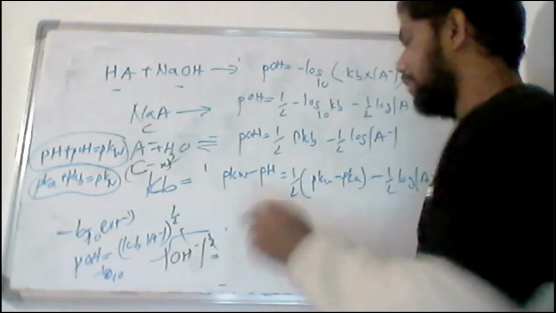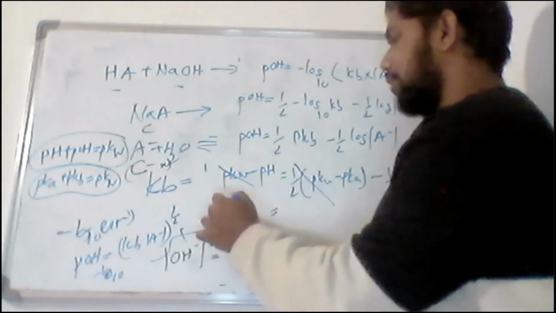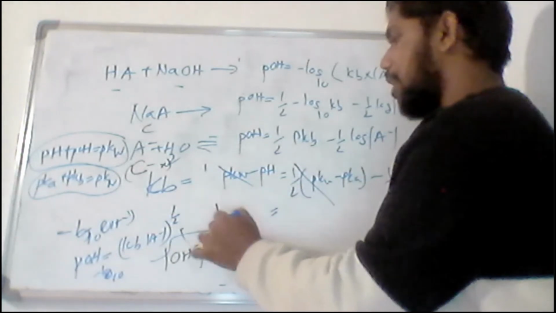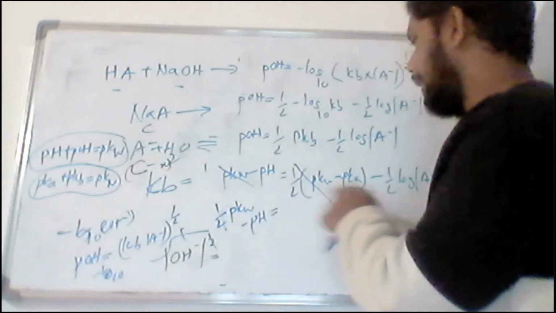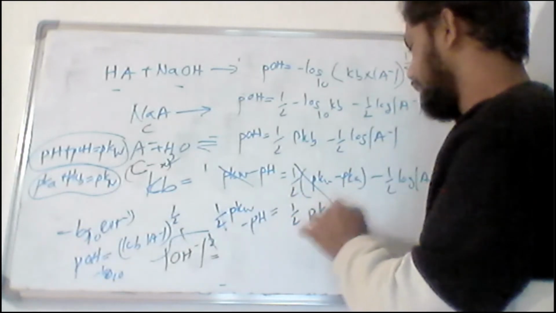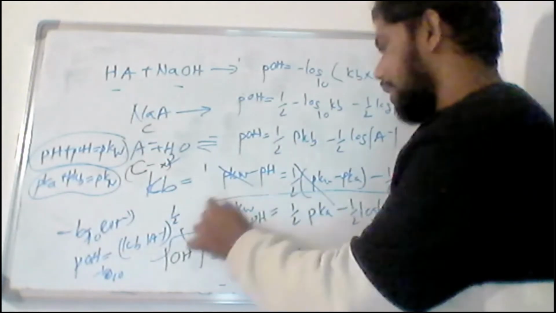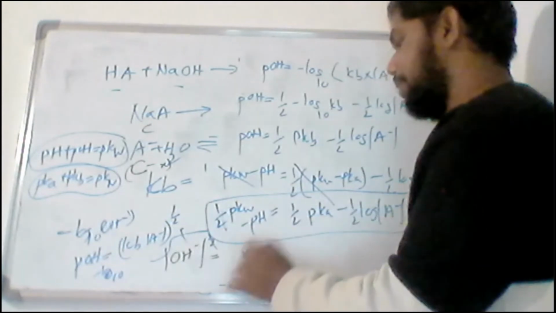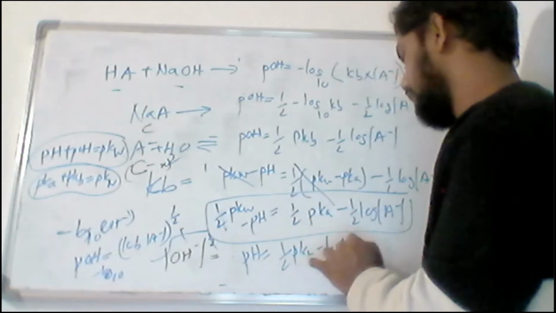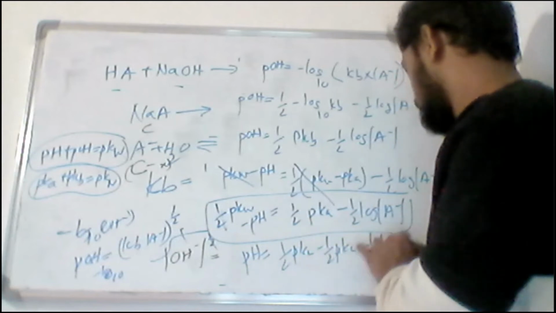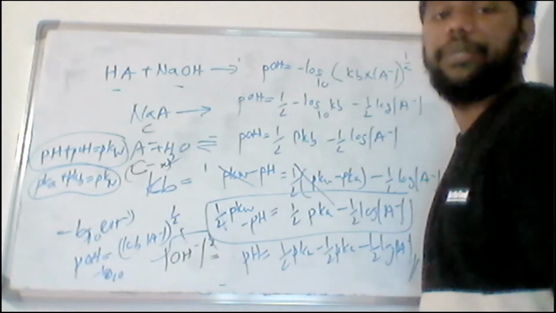Okay. So here, if I remove the bracket, there will be a minus pKa half. So I can cut this one, cut this, and put half pKw minus pH is here. And there will be half pKa, half log A minus concentration, and you can rearrange this to get the pH expression, which will be half pKw minus half pKa minus half log A minus concentration. So this is the expression that they have expected from you.